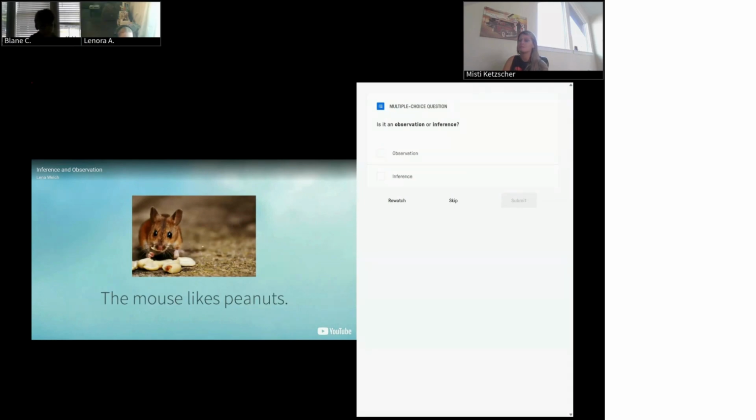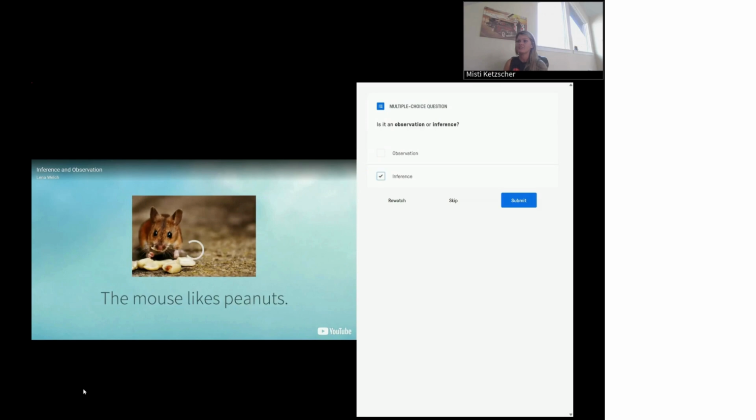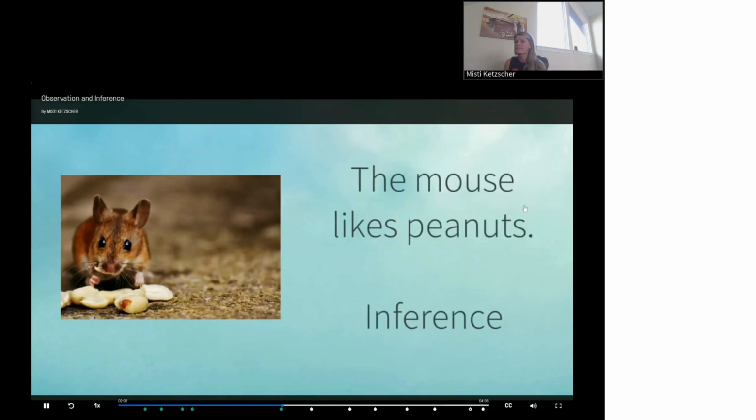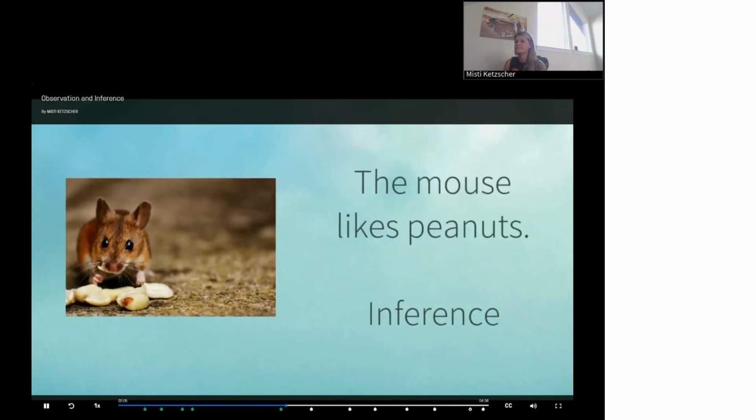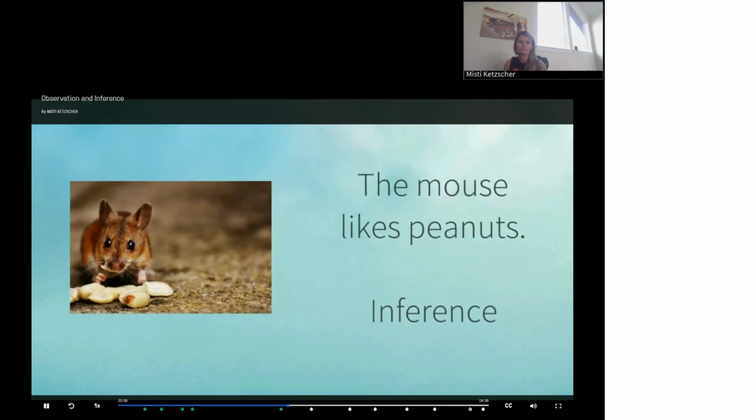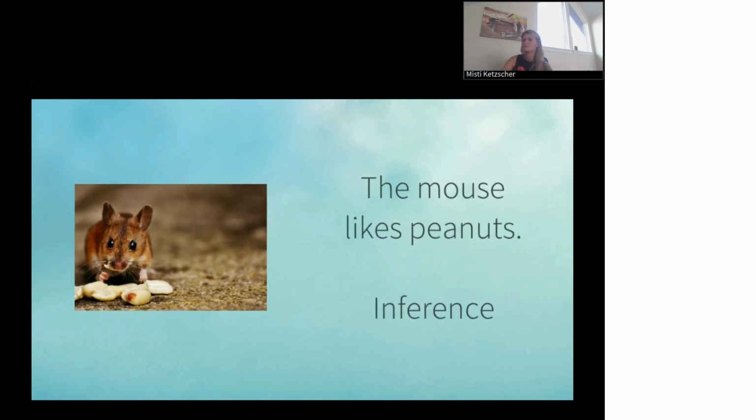Blaine, is that what you were going to say, or you have a different opinion? Yeah. Okay, absolutely. The mouse likes peanuts, just like she said. That is an inference. I cannot prove that that mouse likes peanuts. Maybe that's the only thing he had around him that he could eat. Very good. We have no way of knowing whether this mouse likes peanuts or not. We can only observe that there are peanuts in the picture.